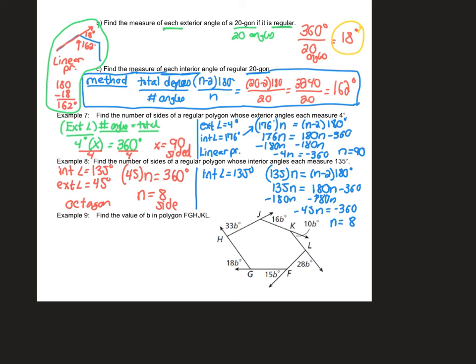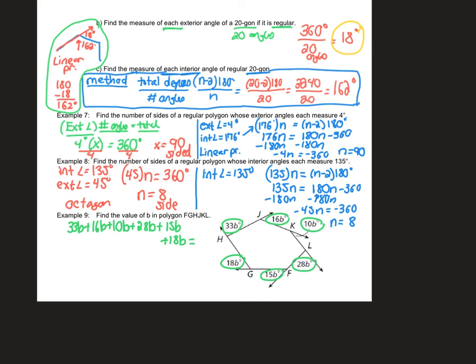Our final example deals with an irregular polygon. So once again, you'll notice that we have all of these exterior angles that are labeled. We're going to take each of these exterior angles and add them together. So 33b plus 16b plus 10b plus 28b plus 15b plus 18b, running out of room here, and I'm going to set it equal to the total.